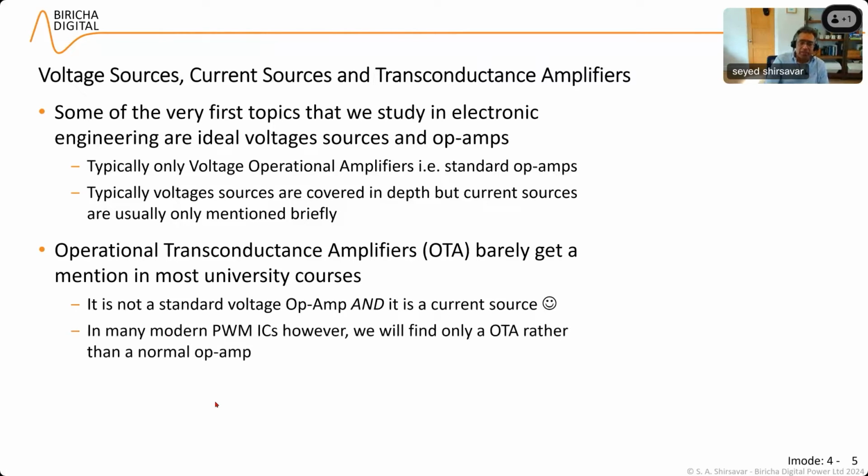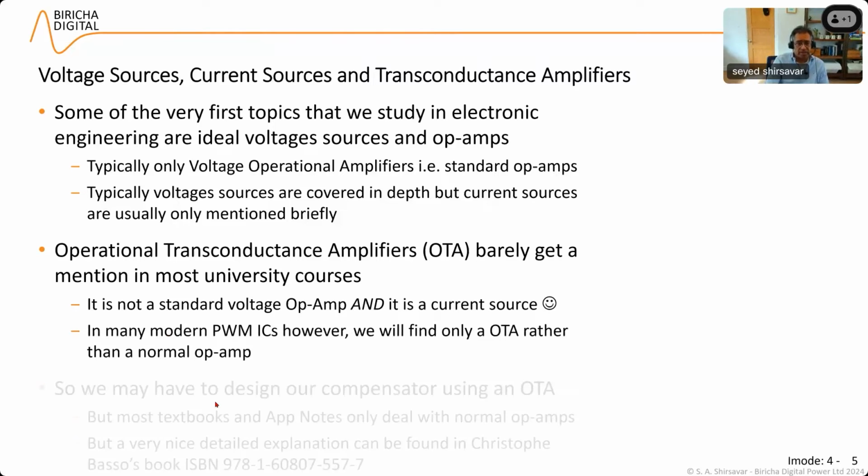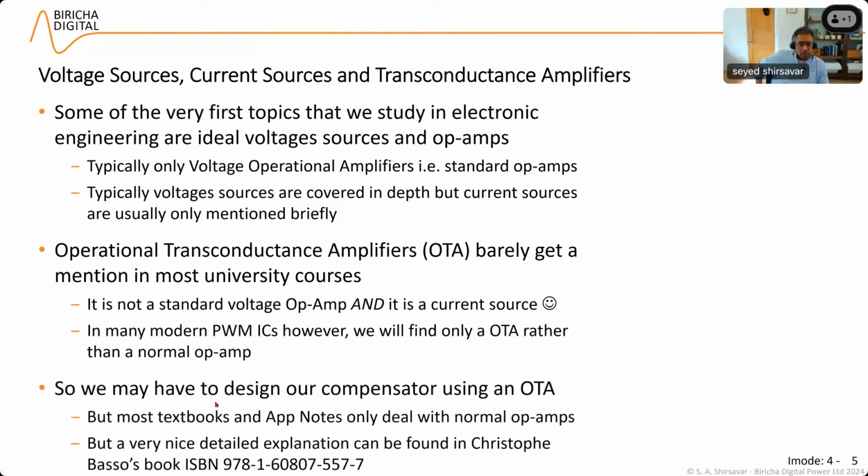However, in many PWM ICs, we do have an OTA. So if you have to design a compensator using an OTA, most of the textbooks and app notes only deal with normal op-amps. There are some application notes, and there is a very nice explanation in Christophe Basso's book, and that is the ISBN number down there that you can use.